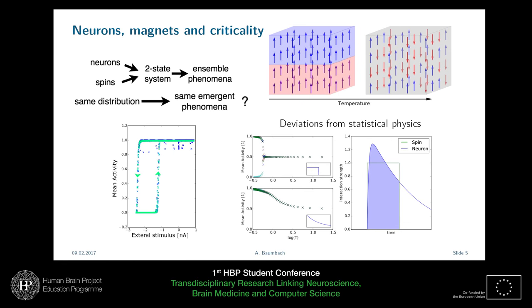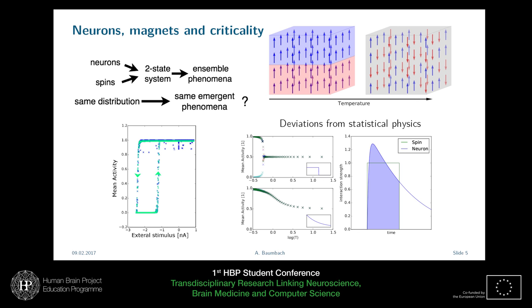And finally, I come to the work that I'm doing. The point that Mihai made is neurons and spins, we both describe them as two-state systems. So if they are two-state systems, they have ensemble phenomena. And the question is, if they follow the same distributions, do they show the same phenomena? The answer is up to a point. So this is a hysteresis curve for physicists, or for us, it's the activity of an excitatorily connected neural network. If you take away inhibition, then at some point it will start firing. It will continue firing until you inhibit it much, much stronger again, and then you turn it off again. This is exactly what a hysteresis curve for magnets looks like. So in some way we can reproduce phenomena for magnets.